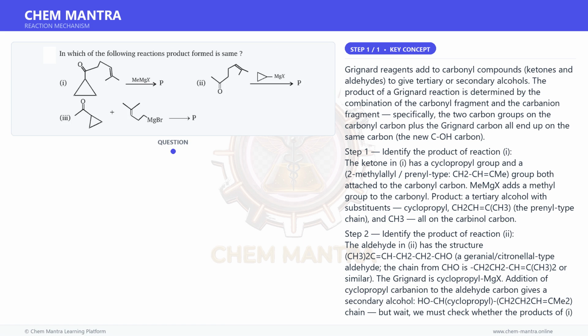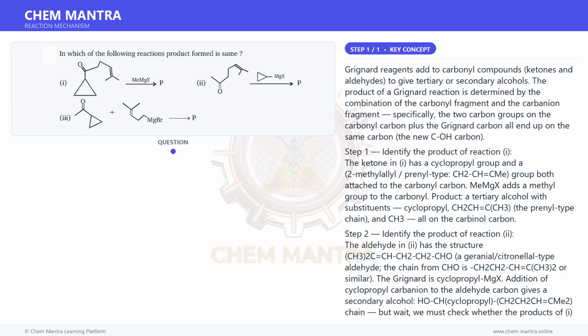But wait, we must check whether the products of 1 and 2 match. Step 3. Identify the product of reaction 3. Cyclopropyl methyl ketone reacts with CH3 2C=CH, CH2 CH2 MgBr. The Grignard adds to the ketone carbonyl. Product: tertiary alcohol with cyclopropyl, CH3, and CH2 CH2 CH=C, CH3 2, all on the carbinol carbon.